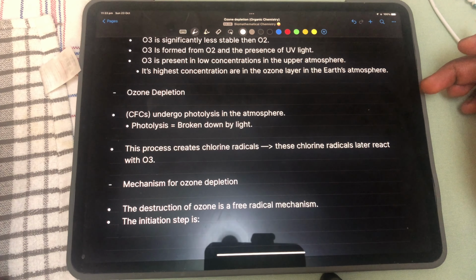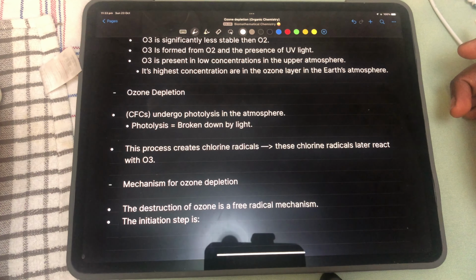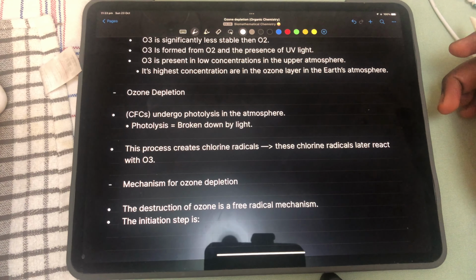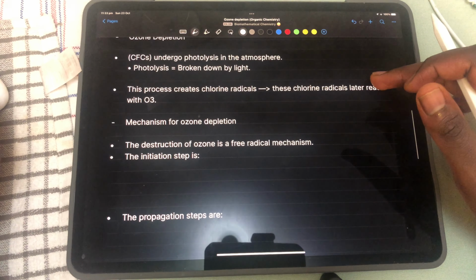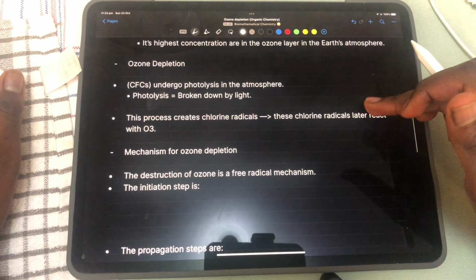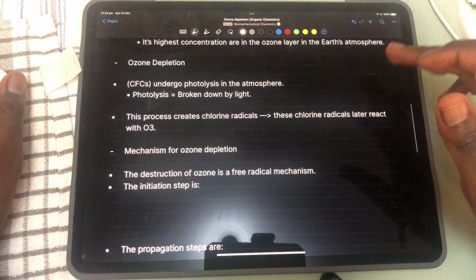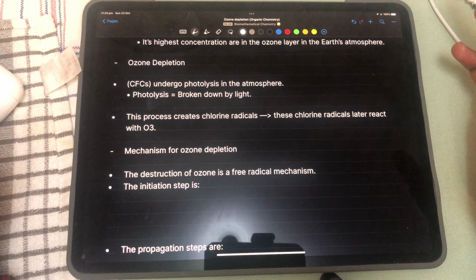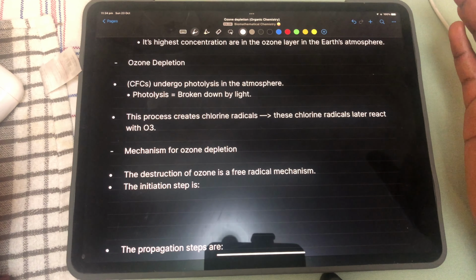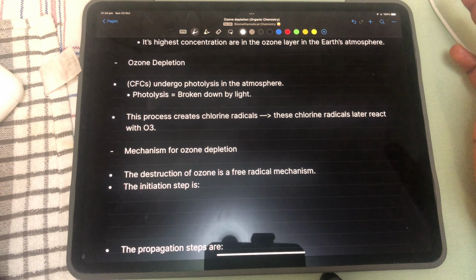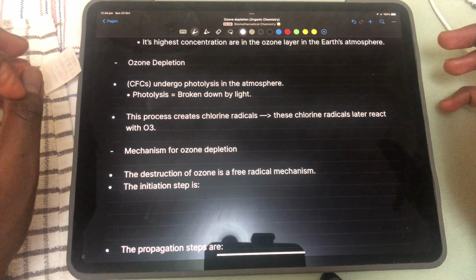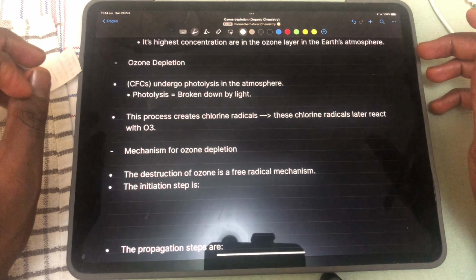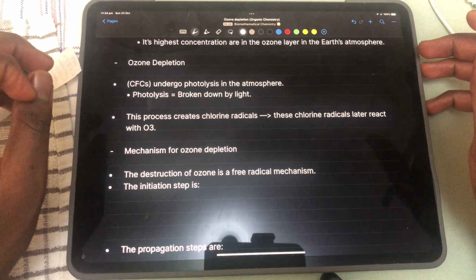The mechanism for ozone depletion is called free radical substitution, and the mechanism is split into three stages: initiation, propagation, and termination. So the destruction of ozone is a free radical mechanism.